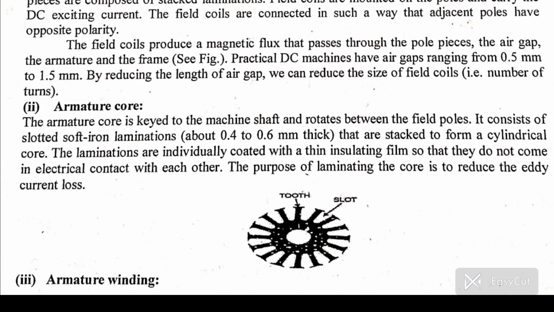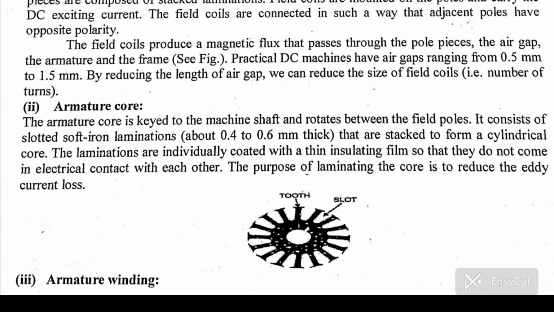2. Armature core. The armature core is mounted on the shaft and rotates between the field poles. It's made of thin, laminated soft iron sheets, 0.4 mm to 0.6 mm thick, to reduce eddy current losses and make the magnetic path efficient. The laminations are coated with insulating film so that they don't conduct between each other.